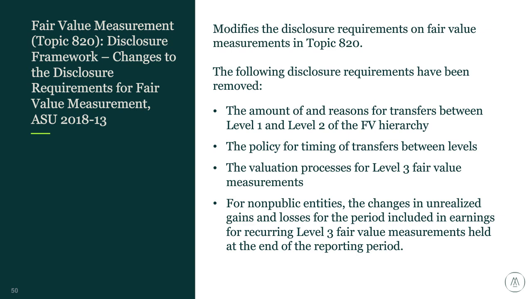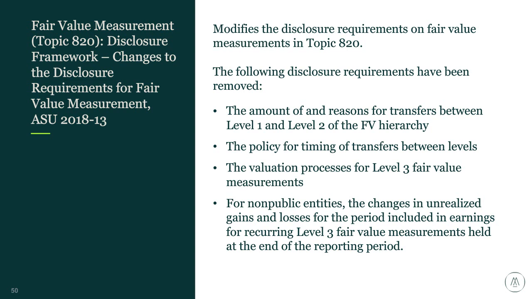So going through the disclosure requirements that have been removed, you're no longer required to disclose the amount of and reasons for transfers between level 1 and 2 of the fair value hierarchy. You're also no longer required to disclose the timing policy for transfers between levels. Under the current guidance, an entity is required to disclose and follow a consistent policy for timing of transfers between fair value levels, so the event date, beginning or end of a period, etc. Now, an entity must still apply a consistent policy for the timing of transfers, but you're no longer specifically required to disclose that policy.